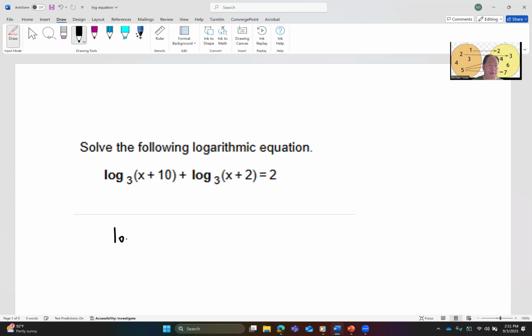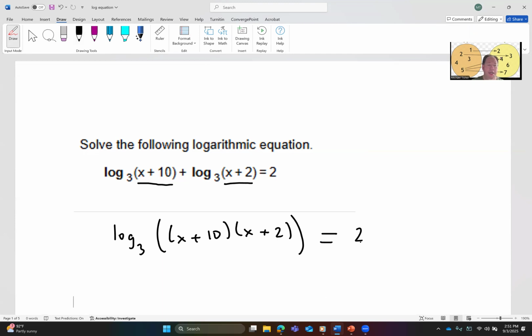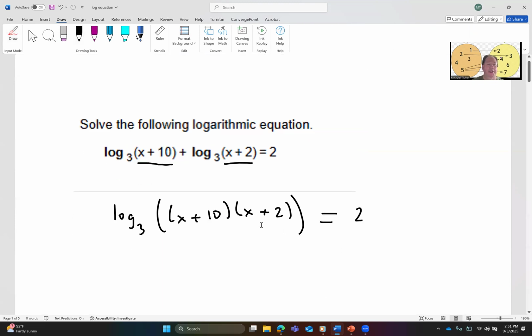All right, so we'll say log to the base 3 of, and we're going to multiply these things in parentheses together. So this will be (x plus 10) times (x plus 2), and that's equal to 2. All right, now we can convert this one log expression equation into what's known as an exponential equation.